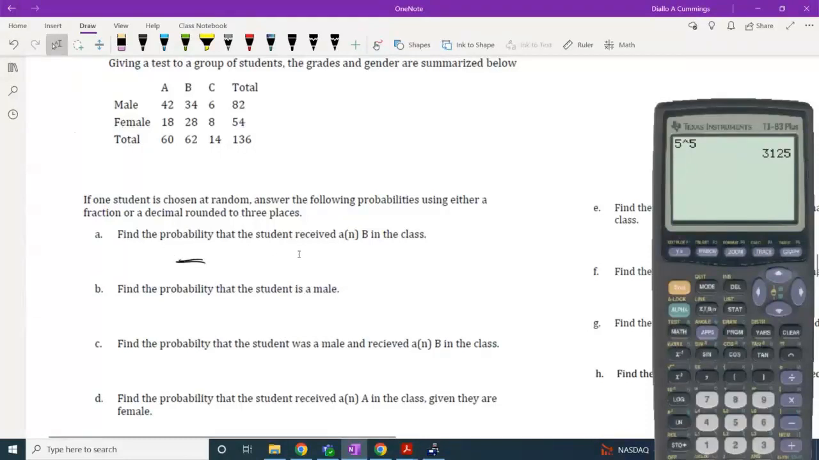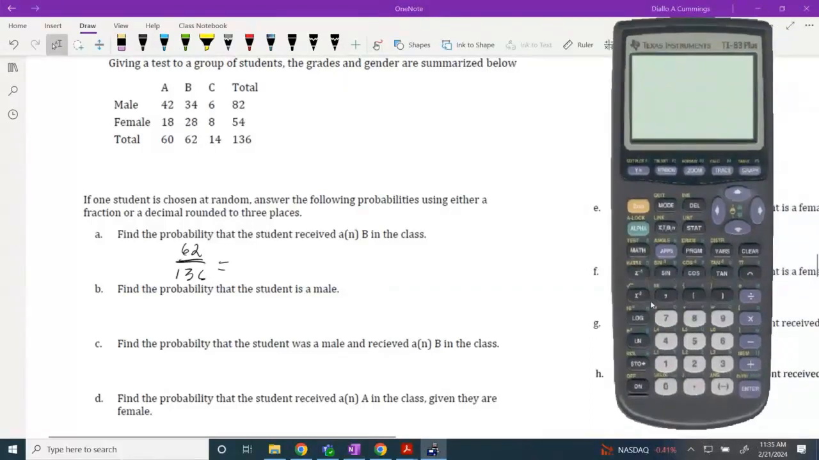Okay, well, that's right. The top number is 62, right? Because if I look at all of the B's in the course, there were a total of 62 B's. And there were a total of 136 total grades. So my first probability is 62 divided by 136, which is 0.456.